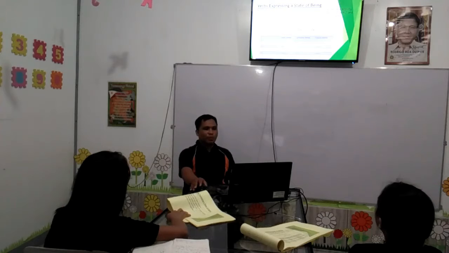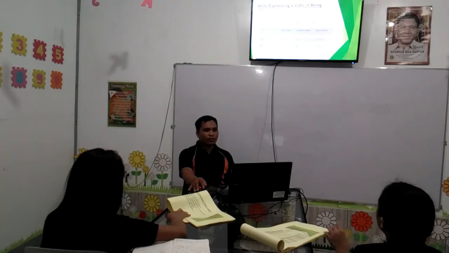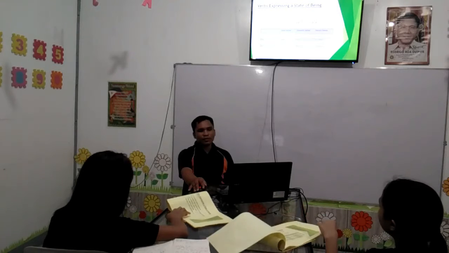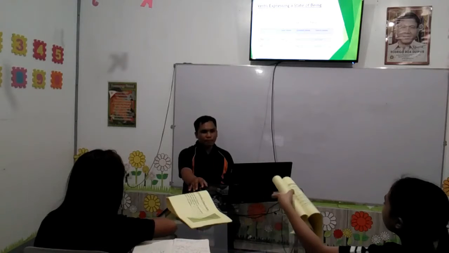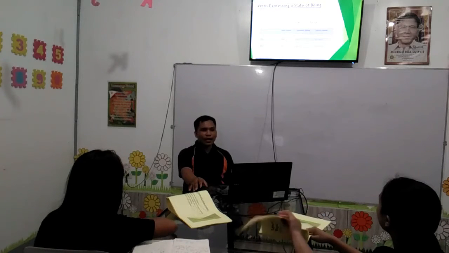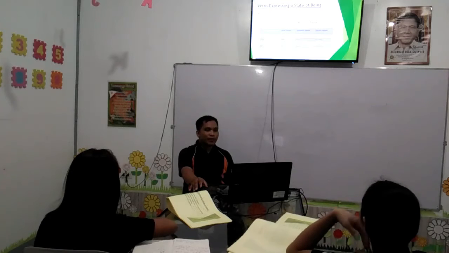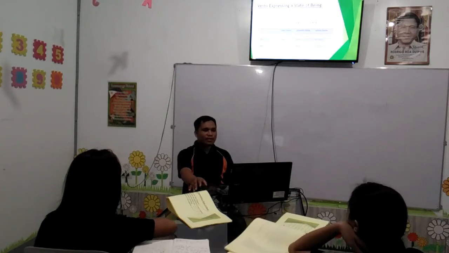So we have this verb to be. The next is the verb to have. We always encounter this kind of word, and they are actually verbs. With the same subjects, we have had for the past tense, have for the present tense, will have for the future tense, and we also use has for the present tense.